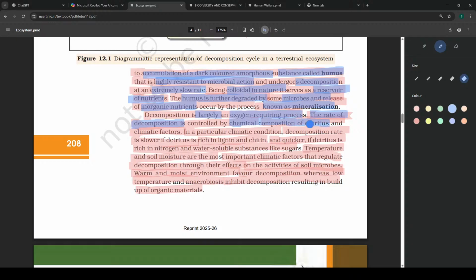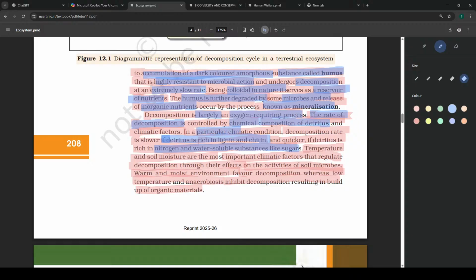One of them is the chemical composition of the detritus. If the detritus is filled with lignin and chitin, which are persistent chemicals and very hard to break down, because they act as protective coverings for organisms like insects and plants, then decomposition of lignin and chitin containing detritus takes much longer. Decomposition of detritus containing nitrogen and water soluble substances like carbohydrates, that is basically sugars, is much easier and much faster. So the rate of decomposition depends on the chemical composition of the detritus. That is one factor.